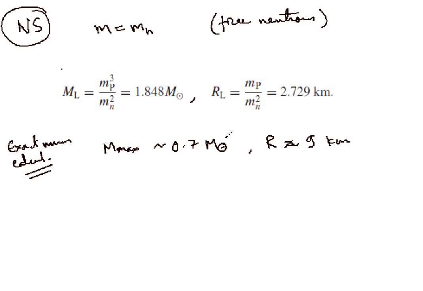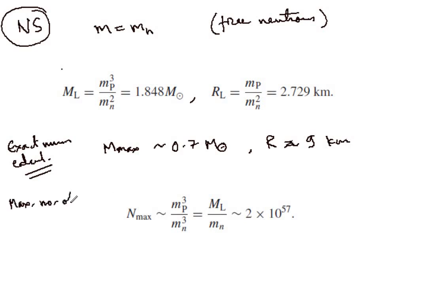Now, the maximum number of neutrons for the maximum mass configuration, how much is this? So, let me write it down. The maximum number of neutrons for the maximum mass configuration. See, what's the number? 2 into 10 to the power 57.